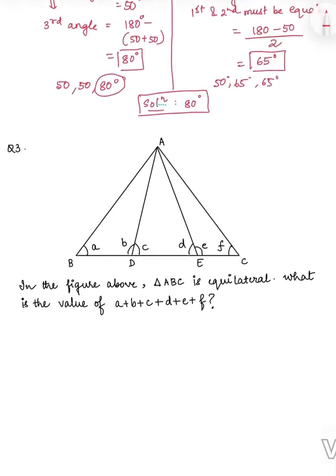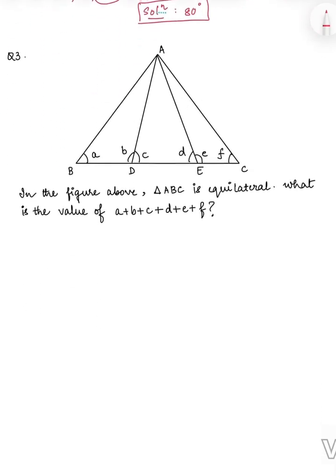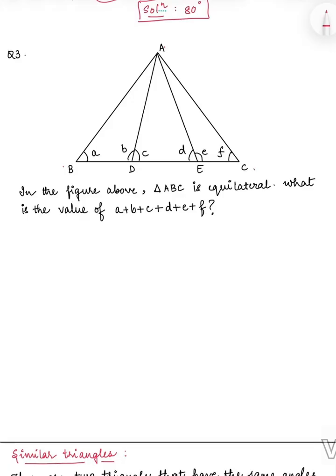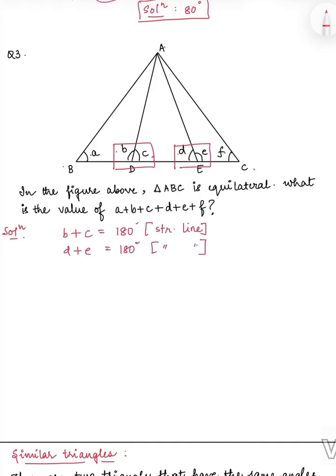Now in the third question we have that triangle ABC is equilateral, and so we have to find the possible value of A plus B plus C plus D plus E plus F. So the first thing that we notice is this part is a straight line. Again this part is a straight line. So this is very easy. B plus C will be 180 degree because this is a straight line. Again D plus E will also be 180 degree. Why? Because this is a straight line.